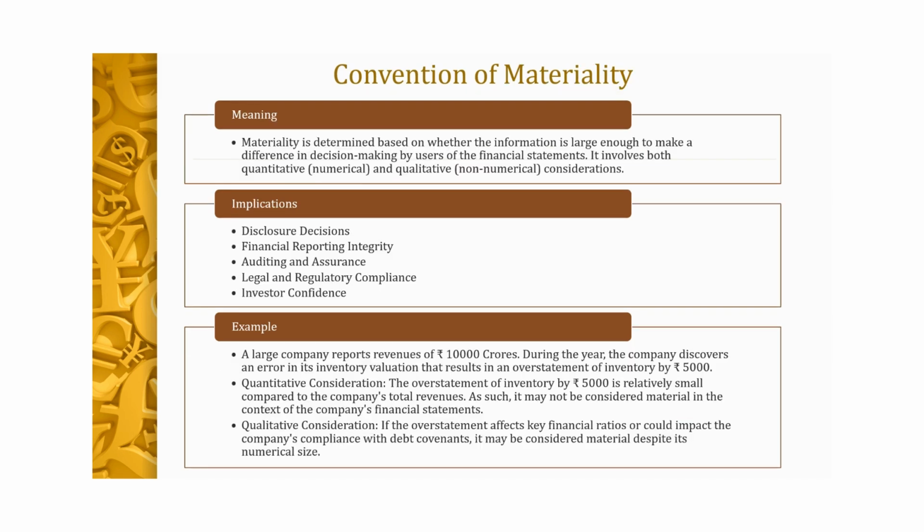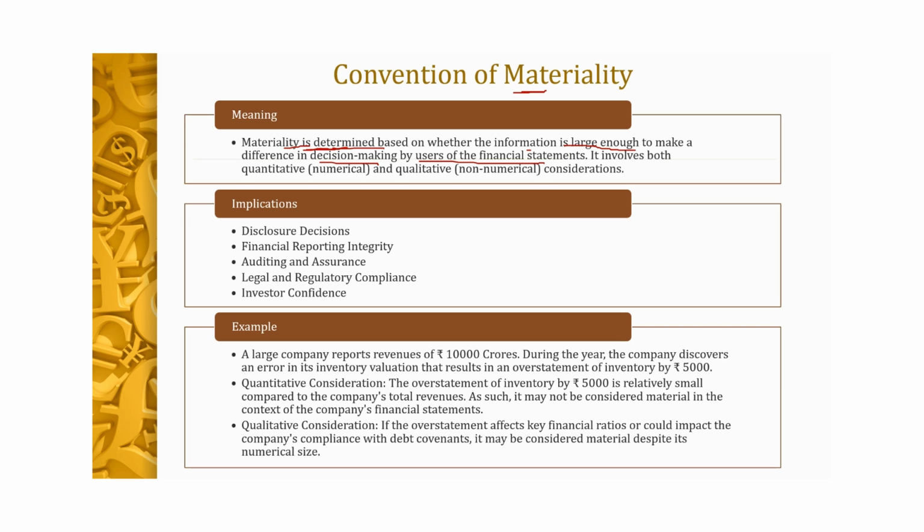Next is convention of materiality. Now, convention of materiality says that all the material information is to be disclosed in the financial statements. Now, the question arises, what is materiality? Materiality is determined based on whether the information is large enough to make a difference in decision making by the users of financial statements, right?